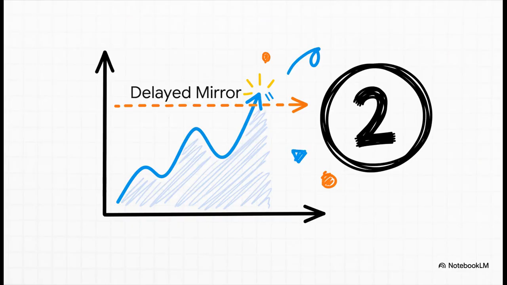The key event is right here. The price moved up and made contact with a line the model calls the delayed mirror, hitting a price of $58.14. Now, according to the rules of this system, that specific touch is what officially transitions the analysis into Phase 2. It's a major milestone.